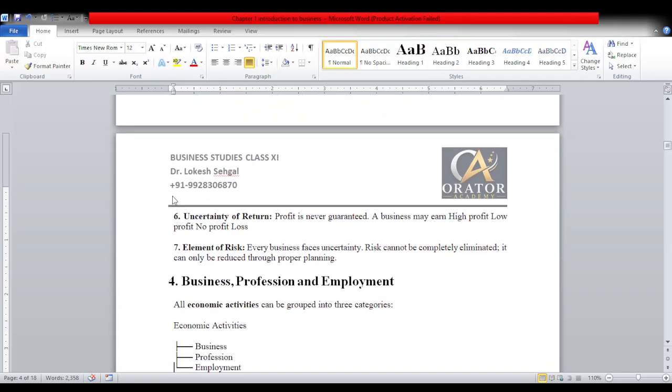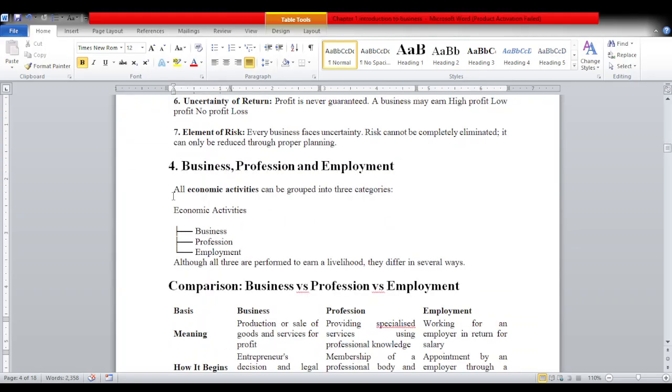Next, we are studying the element of risk. Every business faces uncertainty, right? Every business has some kind of uncertainty, whether your product might be accepted in the market or not, whether your service has quality or not. After producing goods, your product may not be accepted by the market, or your service may not be accepted by the customer. So risk cannot be completely eliminated.